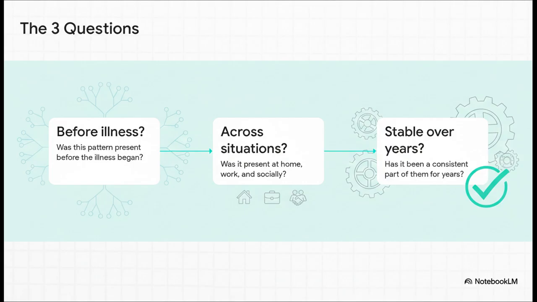First, was this pattern there before the illness? Second, does it show up across situations, at home, at work, socially? And third, has it been stable over many years? If you get a yes to all 3, you can be really confident you're looking at their premorbid personality.